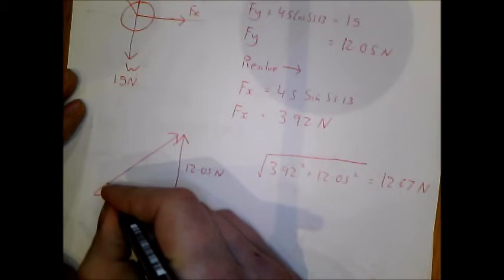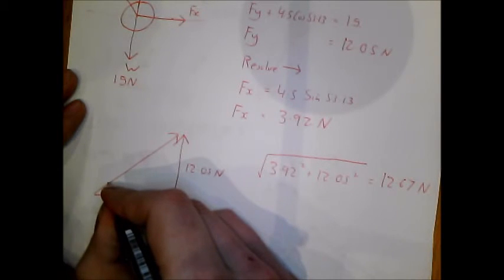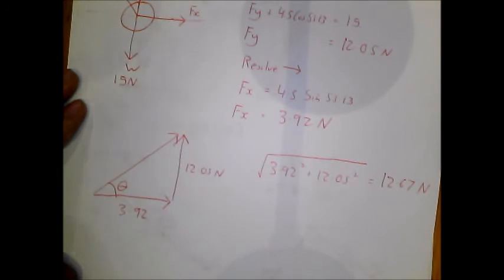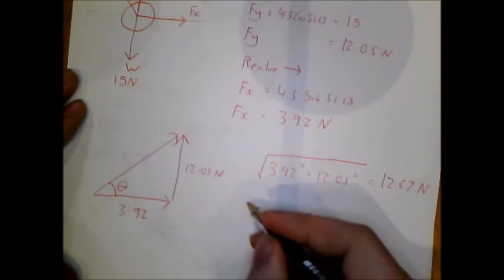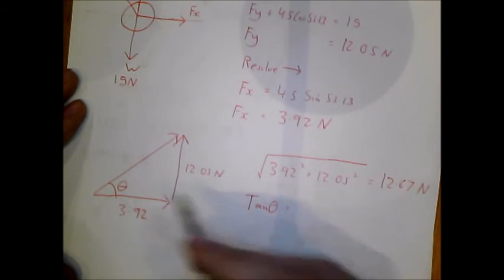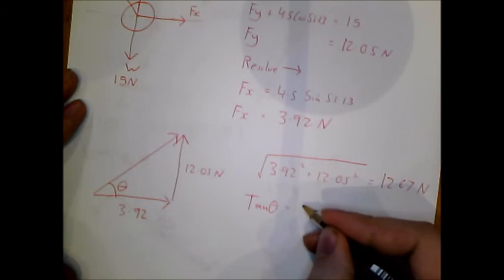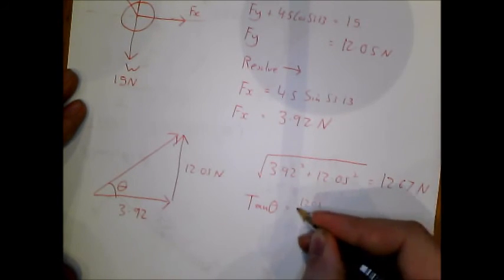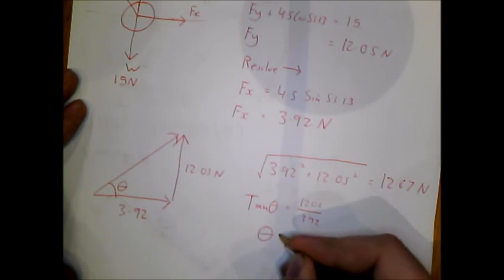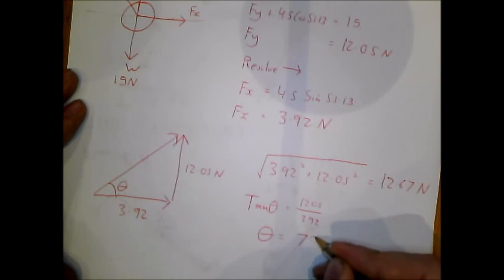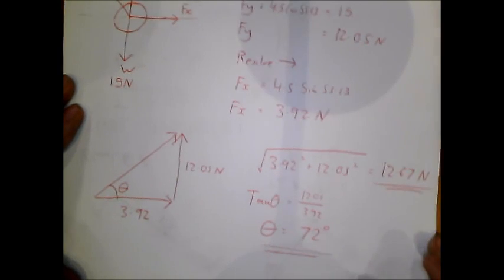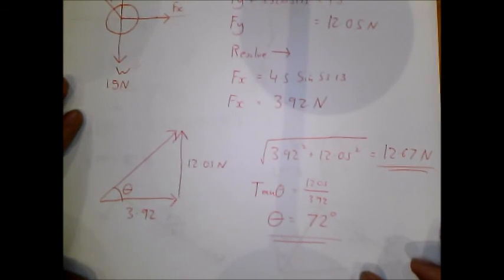And we want its angle of direction from the horizontal. So we can now use tan alpha equals opposite over adjacent. So that's 12.05 over 3.92. So using inverse tan, we should get a value of about 72 degrees. And that's our job done for question 5.